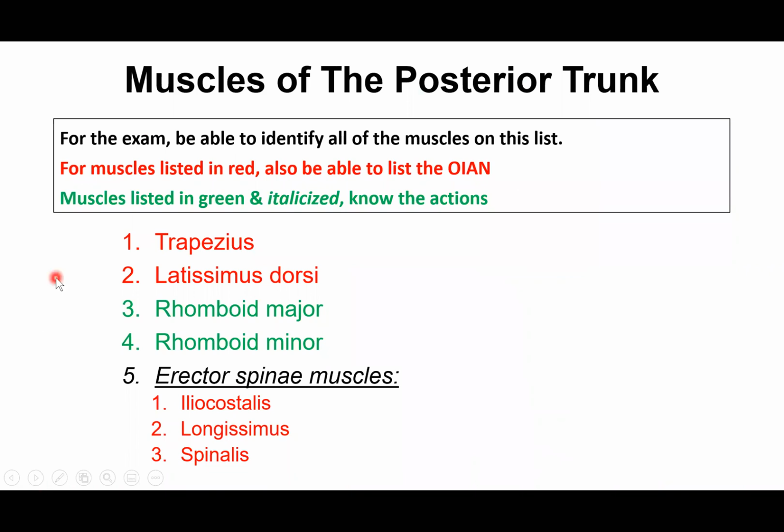Now we'll move on to the posterior trunk, which will be the last portion of the lecture. For the muscles in red, you need to know origin, insertion, action, and innervation. That's the trapezius, latissimus, and our three erector spinae muscles. For the muscles in green, you just need to know the actions. So for rhomboid major and minor, you only need to know actions. But for all of them, you need to be able to identify them if I give you a picture.